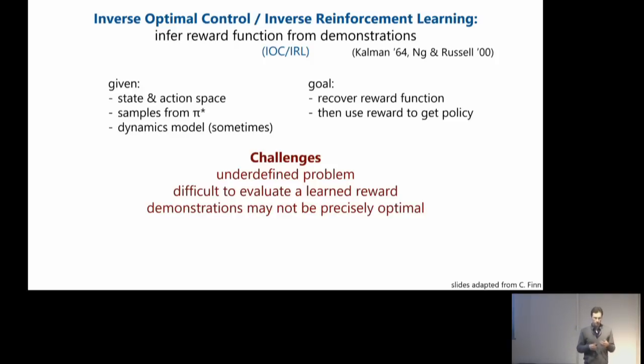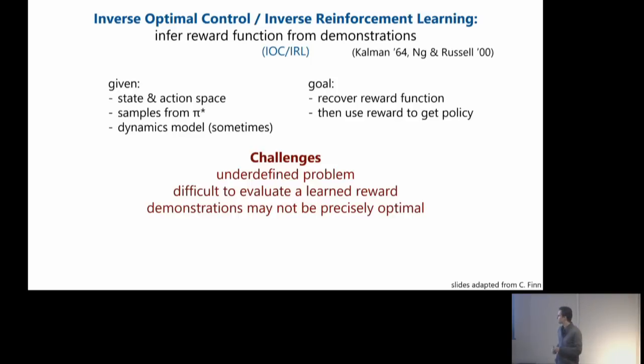Beyond that, it can be very difficult to evaluate the learned reward. Okay, you just get a reward function. Is it a good reward function for that expert or not? You can get the policy, see what it does, but that question sometimes can be ambiguous without the right models. And also the demonstrations themselves may not be precisely optimal, so you have to deal with noise and suboptimality.